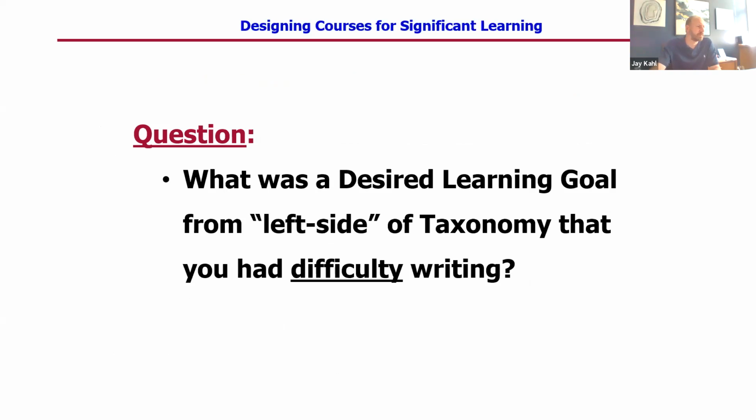Okay, well, let's go on to this task here then. Again, is there anybody who tried to write a learning goal on the left-hand side of the taxonomy that you'd like some help with, that you weren't real satisfied with the way it came out? Good chance for feedback here, and a chance for everybody to see how we take a first draft and improve on it.